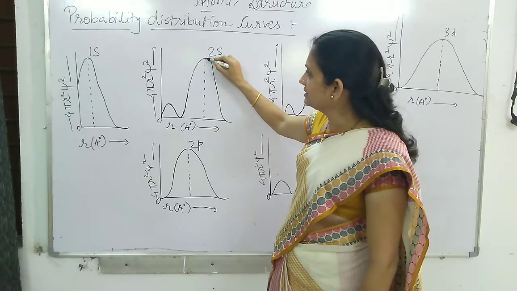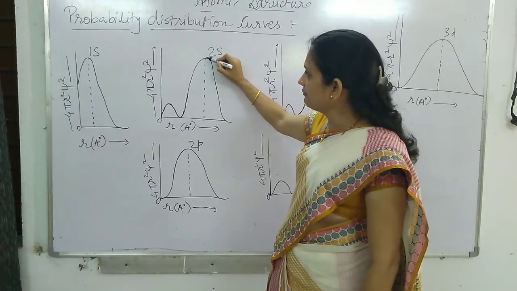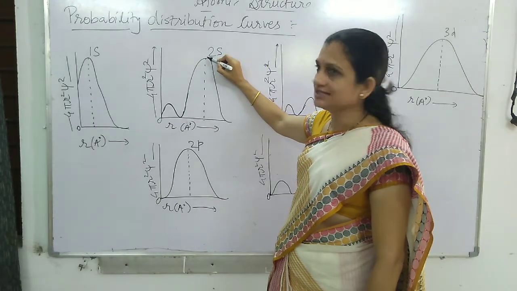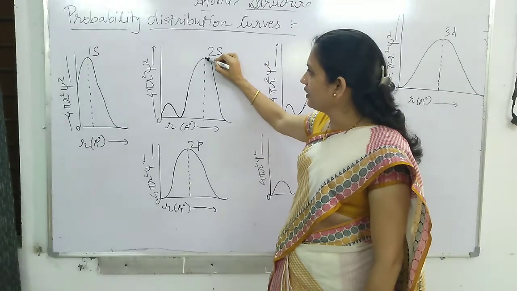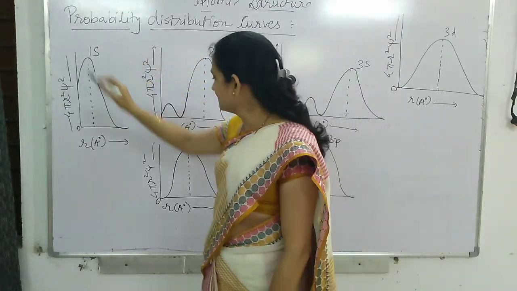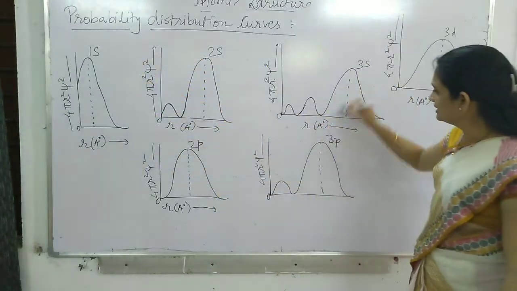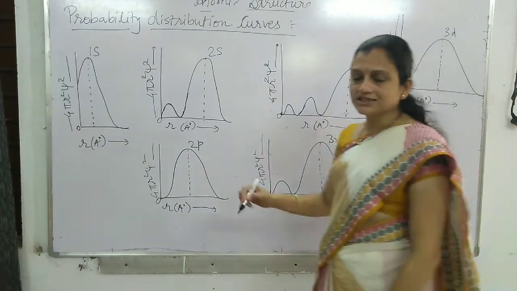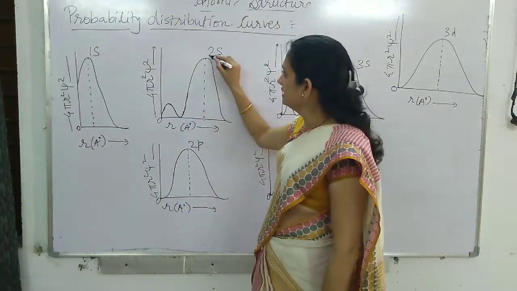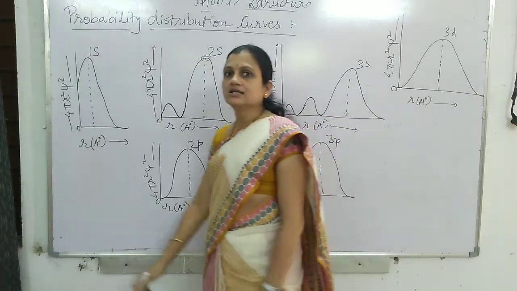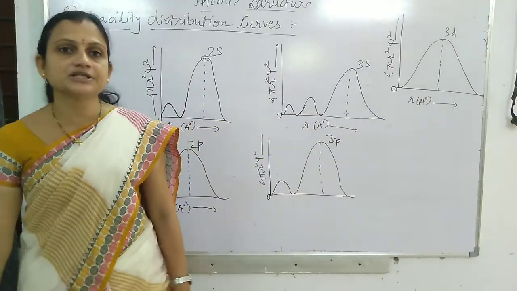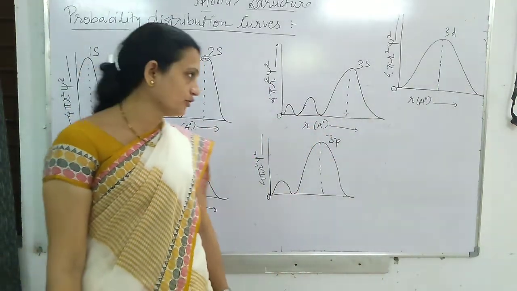In every graph, in every curve, we can see the peak points: this point, this point, this point, again this and this point. At the peak point we can say that there is the maximum probability of finding an electron.